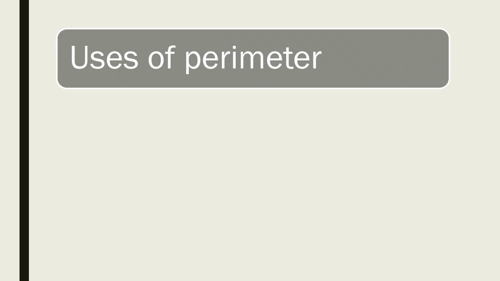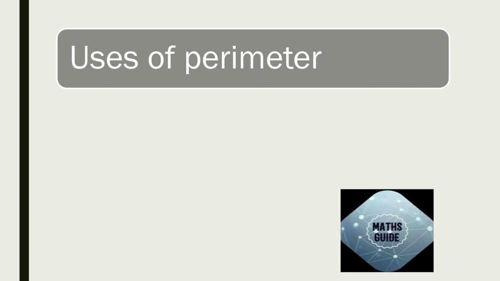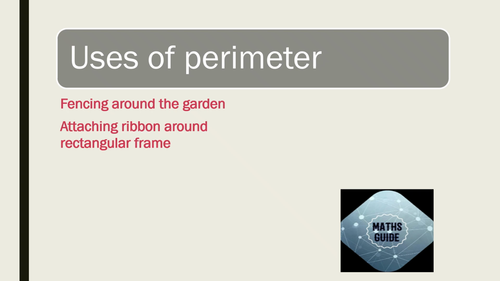Perimeter is used whenever we need to find the total distance around an object or area. Some common daily life uses are fencing a garden or field, framing pictures or mirrors, bordering a carpet or mat, walking or jogging tracks, wrapping ribbons or ropes, or construction and building like building a wall around a room.